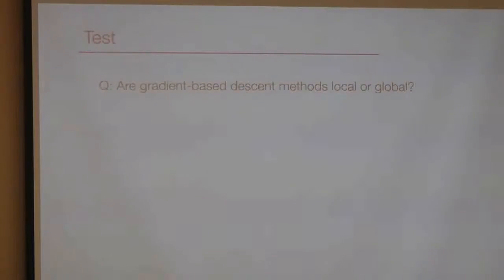Exactly. So a function can have multiple minima. Some of them can be local, some of them global. So a local method is not guaranteed to find the global optimum. And then a global method guarantees finding the global optimum. So these gradient descent methods, are they local or are they global? So they are local, right? Because we can arrive at a local optimum.